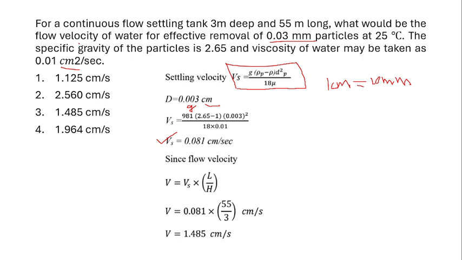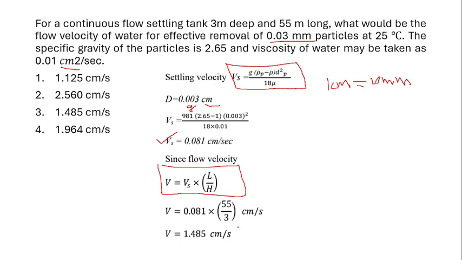Why do we need to find the settling velocity? To find the flow velocity, using this relation: V by Vs is equal to L by H. So the only unknown thing is V. Now Vs is known. We know the length and we also know the height of the settling tank. Substitute them. L is 55, H is 3 meter.